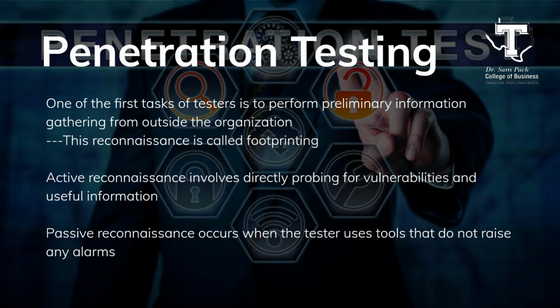Active reconnaissance, which involves directly probing the system to find vulnerabilities and gather useful information. This method is more likely to trigger alerts. Passive reconnaissance is a quieter approach where testers use tools that don't raise alarms, allowing them to gather information without being detected.